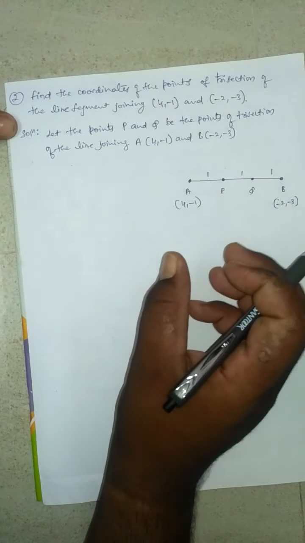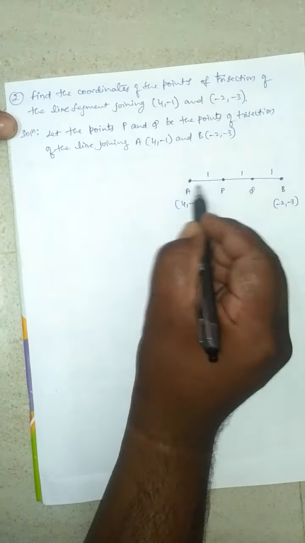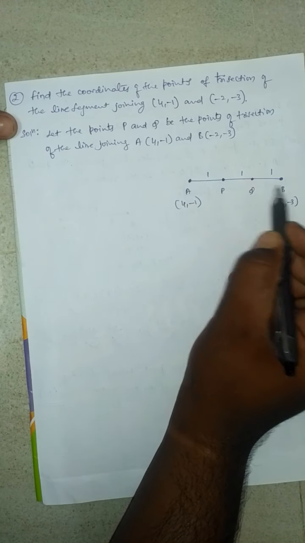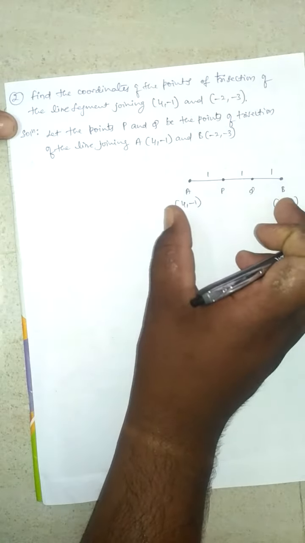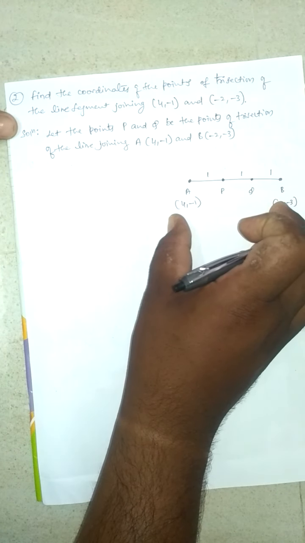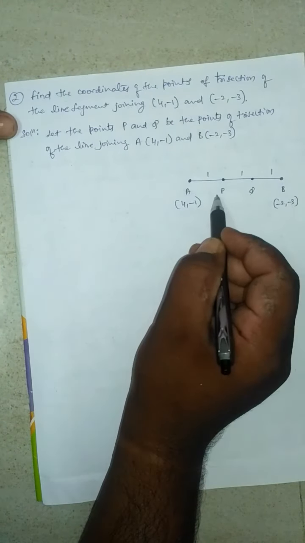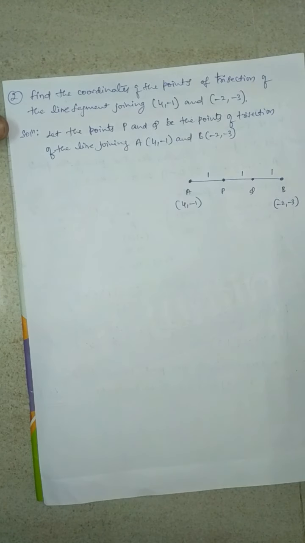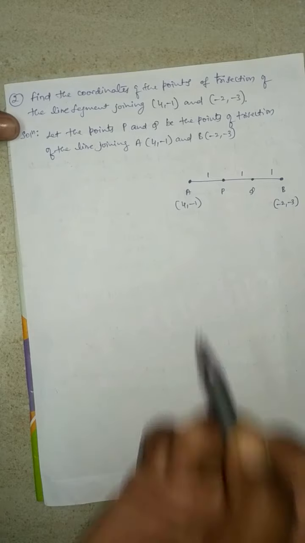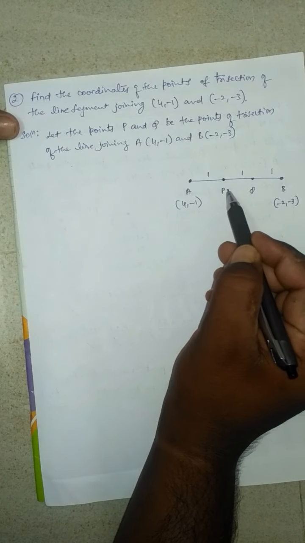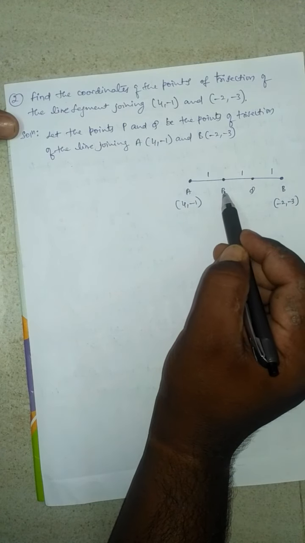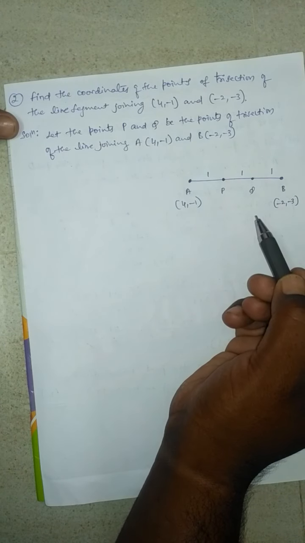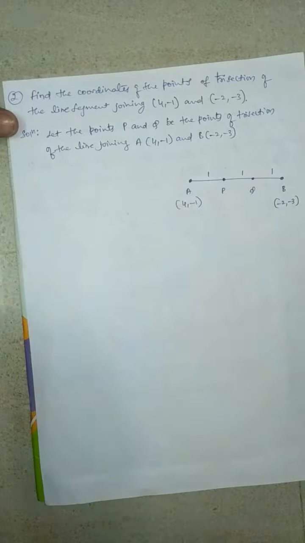After dividing like this, from P to Q is 1 unit, from Q to B is 1 unit. This means AB is divided into 3 parts, AP, PQ and QB. So now what we have to find out? We have to find the coordinates of point P, and the coordinates of point Q.